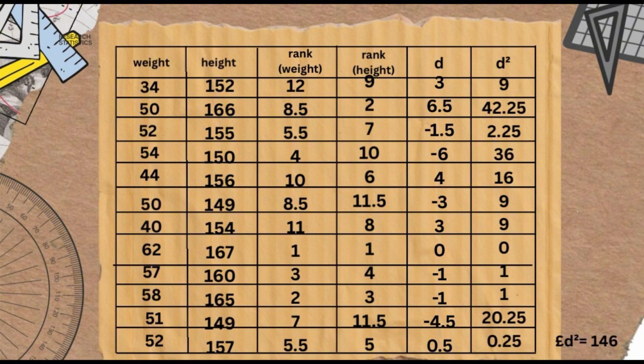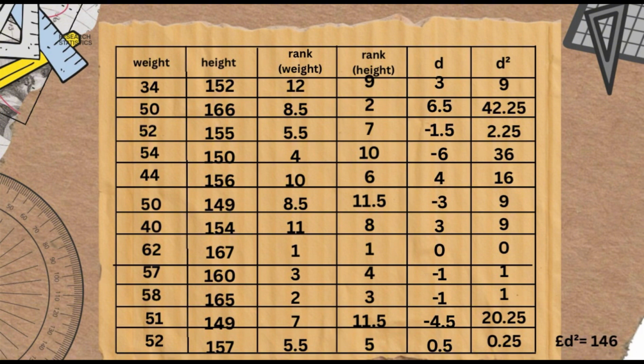So how will we get the D squared? We get the D squared by multiplying D by itself. As you can see, D is 3. So for example, 3 times 3 equals 9. 6.5 times 6.5 equals 42.25, and so on. So that's how we get the D squared.